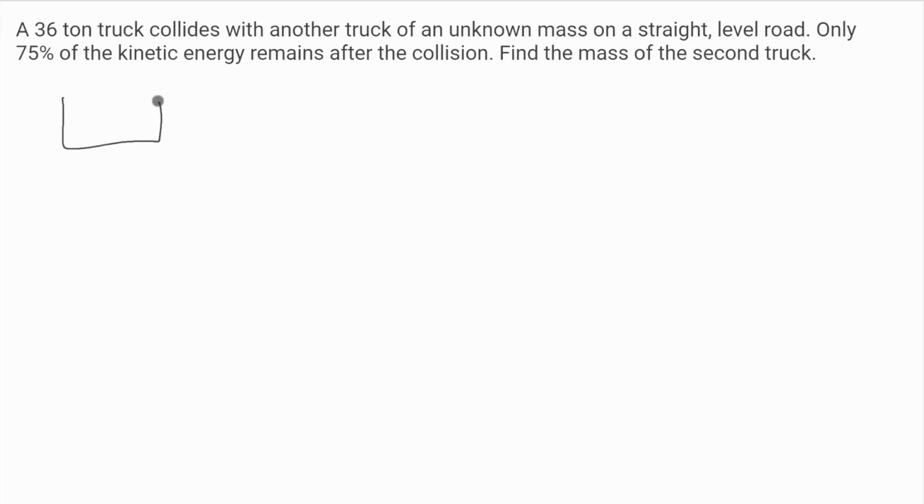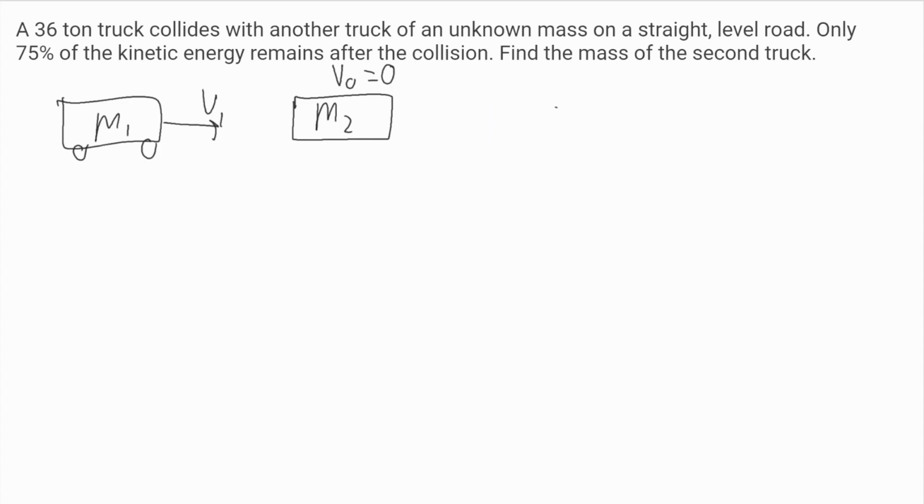In this problem, we have one truck that is moving at some velocity. I'll call this V1. This will have a mass, I'll call this mass 1. We know that it's going to collide with a stationary truck that has a mass, I'll call this mass 2. And this has no initial velocity. V naught will be 0.